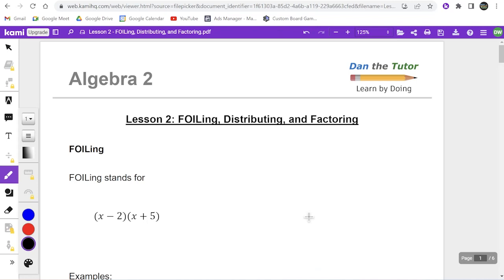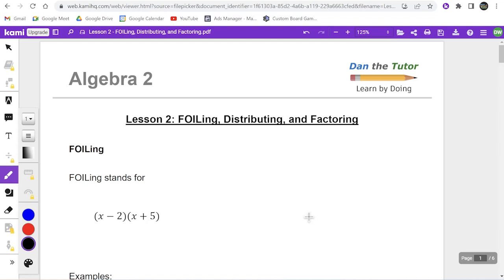Today's lesson is going to be focusing on foiling, distributing, and factoring. Honestly, today is going to be one of the easier lessons out of all of them, but nonetheless a super important lesson. If you don't know how to do this, then there's no point in continuing the next 6 weeks because we're probably going to be using this skill all the time.